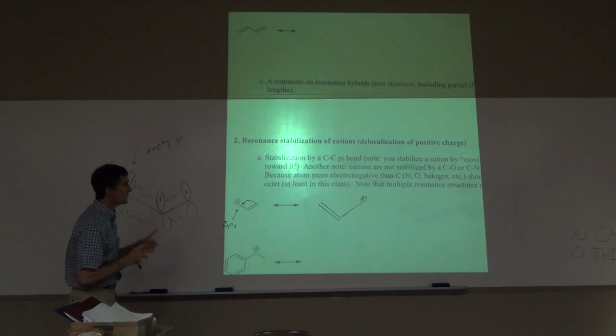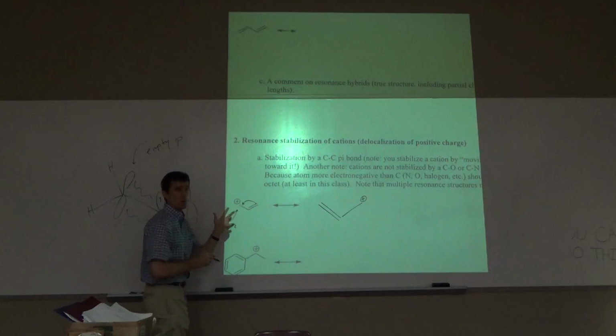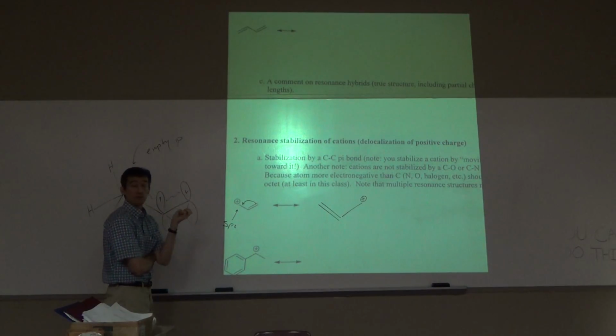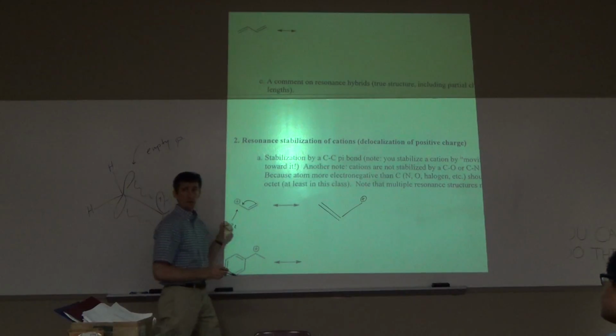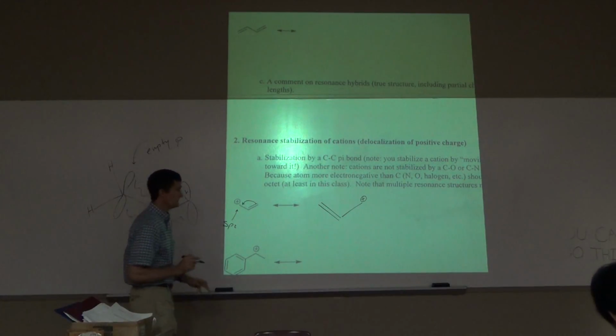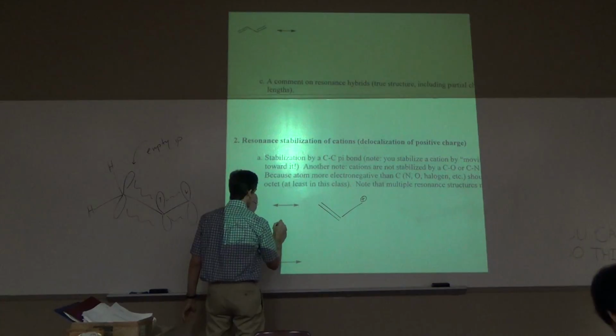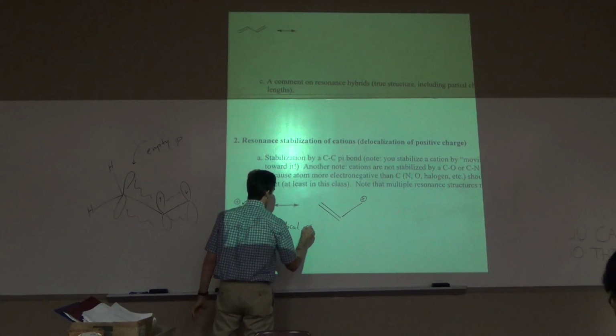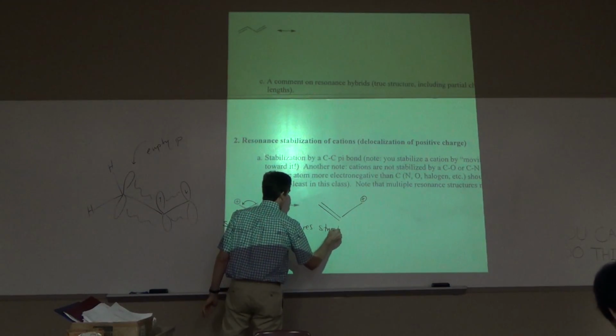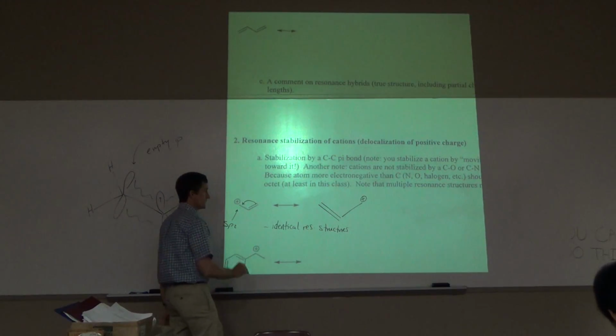Well, it's the same thing here. Which do you like better? Or are they equal? These are identical. They both have a carbocation and they both have one alkene, both have the same number of bonds. So you cannot say that one's better than the other. The terminology we'll use is major or minor resonance structures. These are the same. These are identical. Everybody agree?